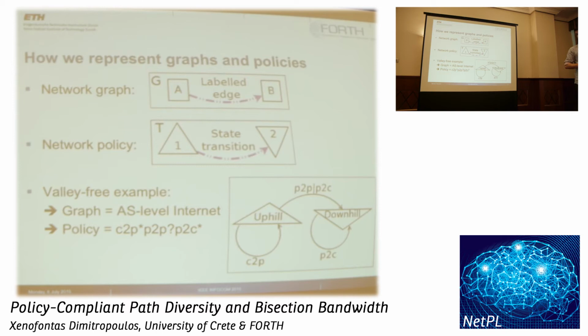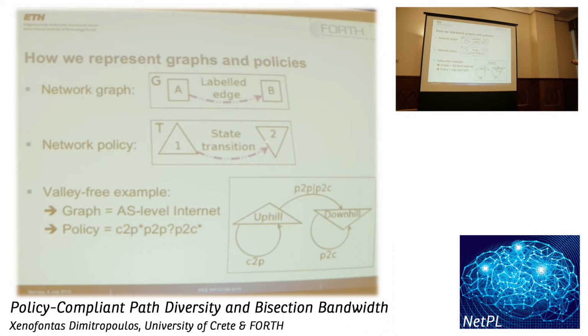And in addition, we have a second graph that encodes the regular expression that expresses our policy as an NFA, a non-deterministic finite state automaton. So this is the graph T here, and it says that we are at state one, and when we cross this edge, the purple edge, we will go to state two.